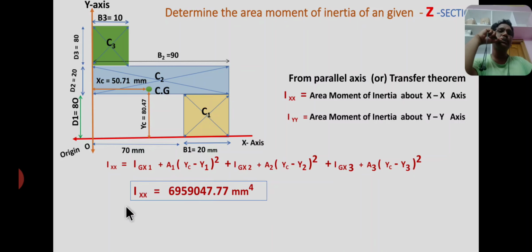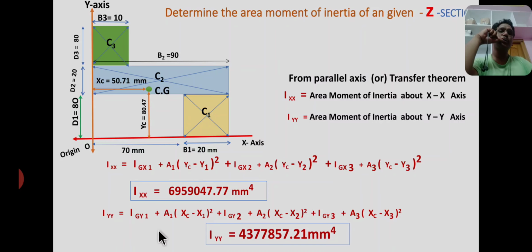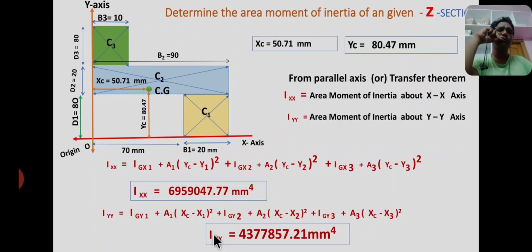Similarly, Iyy equals 4377857.21 mm power 4. Iyy is the value of area moment of inertia about the yy axis. XC, YC are the coordinates of centroids, and Ixx, Iyy are the area moment of inertia about the reference axis. Okay, thank you.